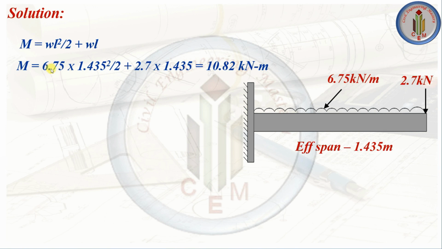Bending moment, let's calculate. W is 6.75 multiplied by L, the effective span, squared, divided by 2. WL square by 2 plus W into L, where W is this point load, 2.7, multiplied by the effective span. So we get 10.82 kilonewton meter as the moment. Next we need to calculate the factored moment.